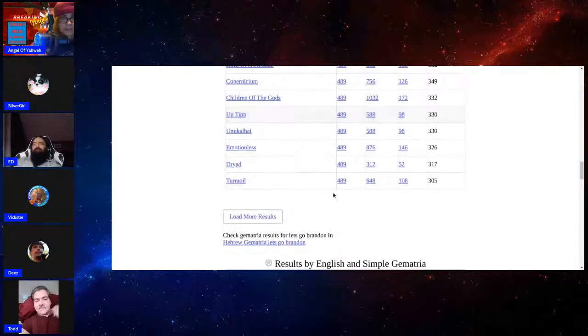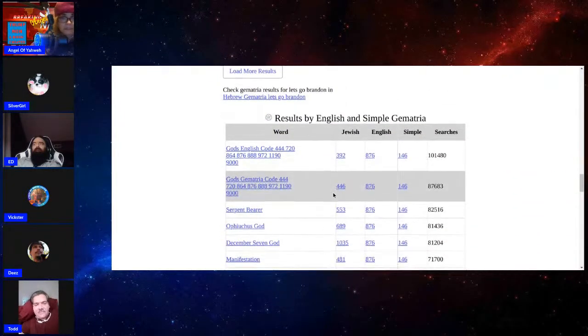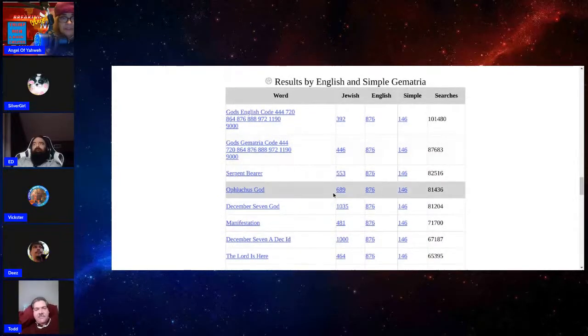Emotionless, Dryad, and Turmoil. In the English and simple Gematria is God's code. English code is 444 720 864 876 888 972 1190 and 9000. God's Gematria code is 444 720 864 876 888 972 1190 and 9000.